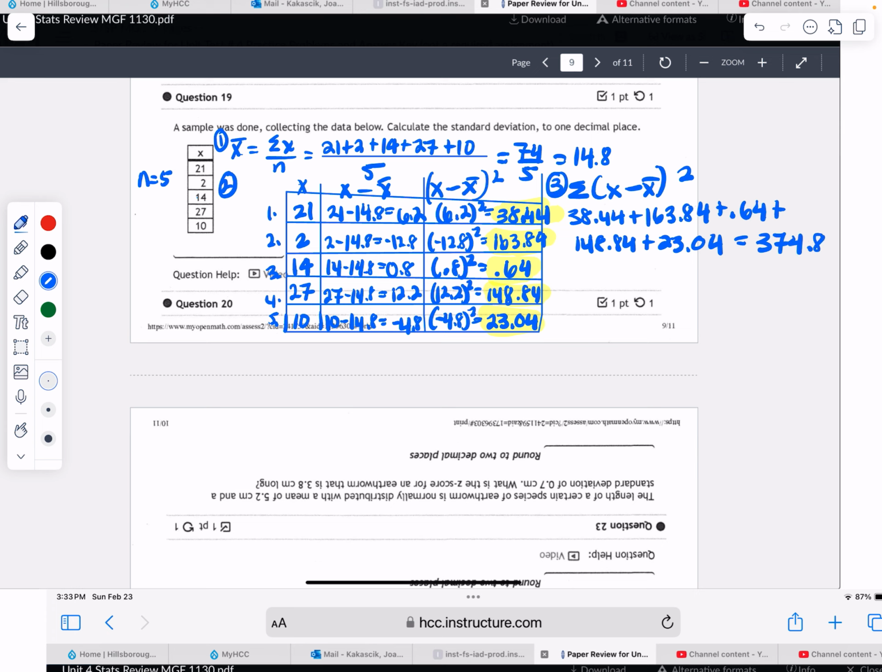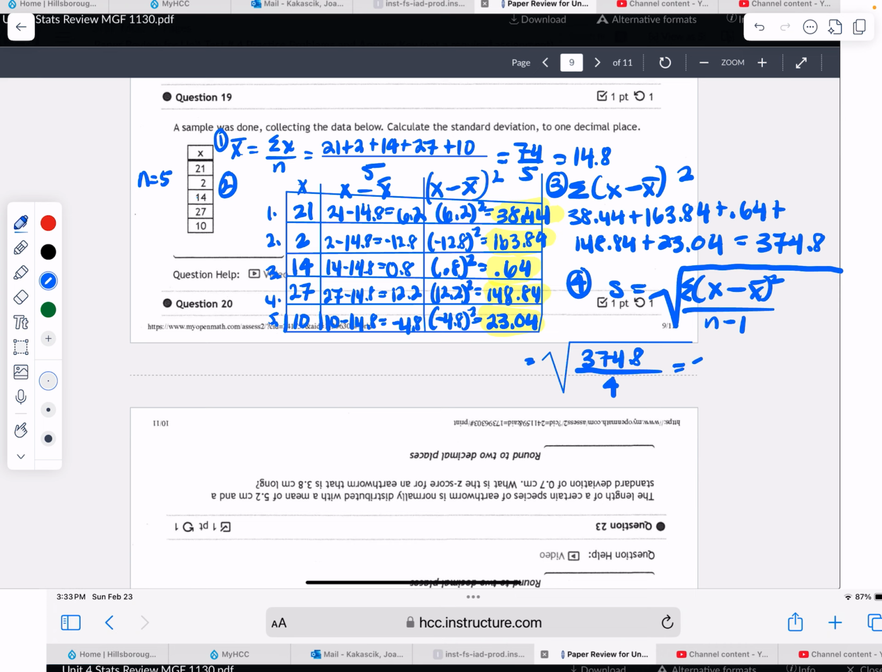Step 4 uses the standard deviation formula, which is the sum of x minus x bar squared, all over n minus 1. So if I plug and play, I found the sum of x minus x bar squared to be 374.8. Now n is 5, and 5 minus 1 is 4. So I need to take 374.8 divided by 4 and figure out what that is.